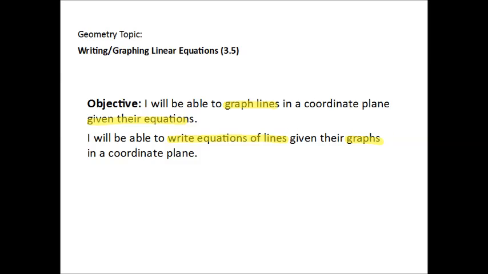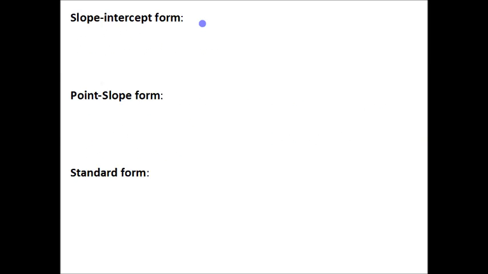So let's talk about the three different forms we have for our linear equations. Slope-intercept form we talked about in our last class. y = mx + b. m is our slope, and b is our y-intercept.